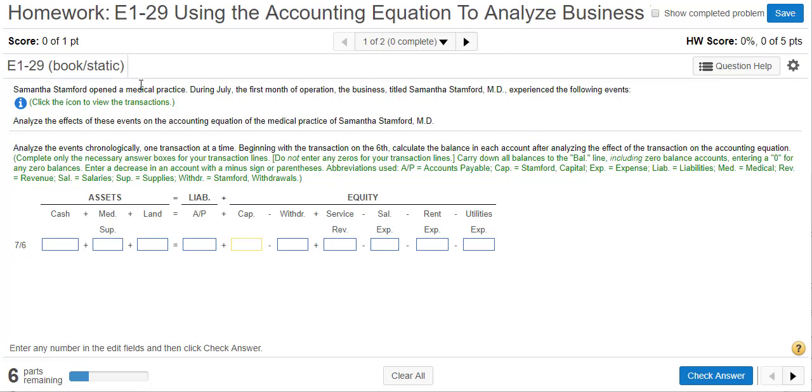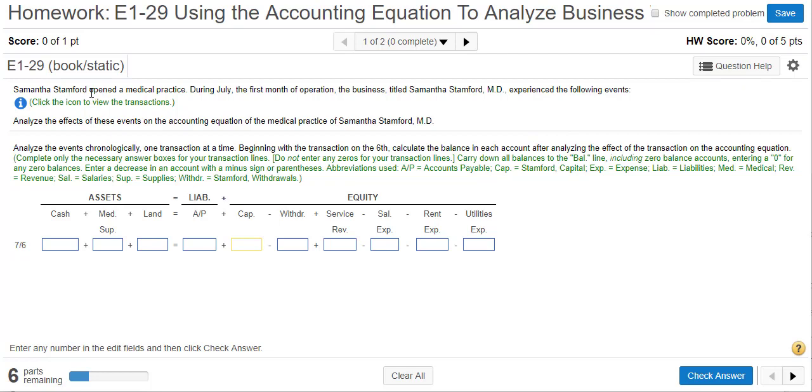Exercise 1-29. We're going to use the accounting equation to analyze business transactions. So why would a company want to analyze business transactions? Well, they need to keep track. How much cash do we have? How much accounts receivable do we have? How much accounts payable do we have? Accounts payable, remember, is a liability. How much equity do we have? How much expenses do we have, etc.